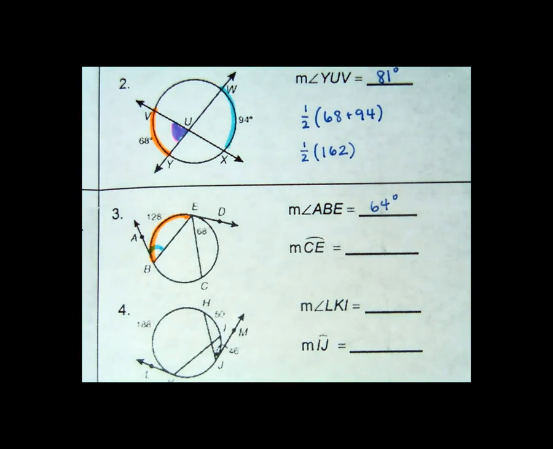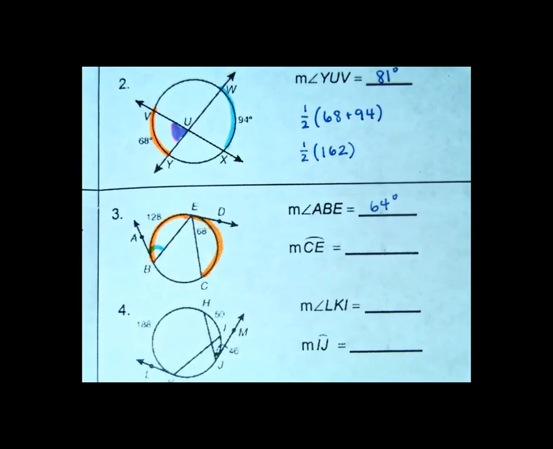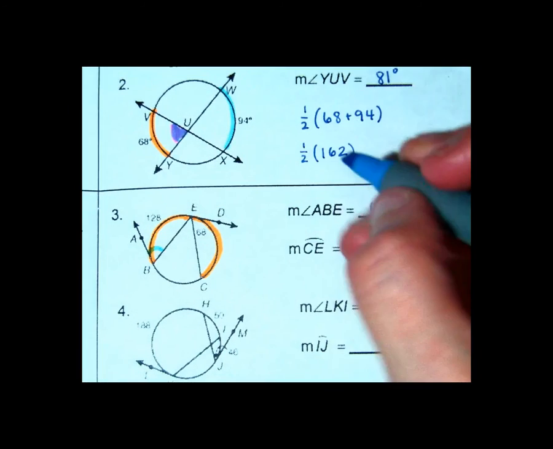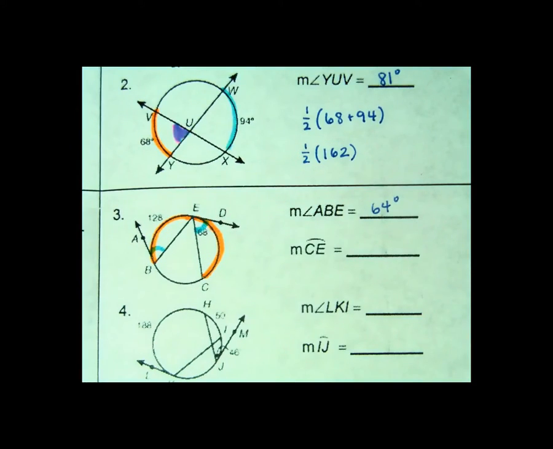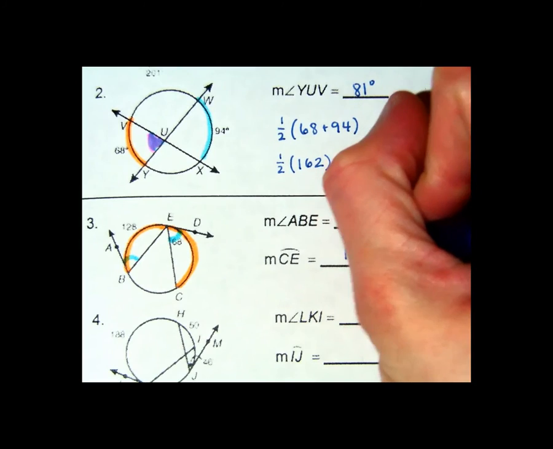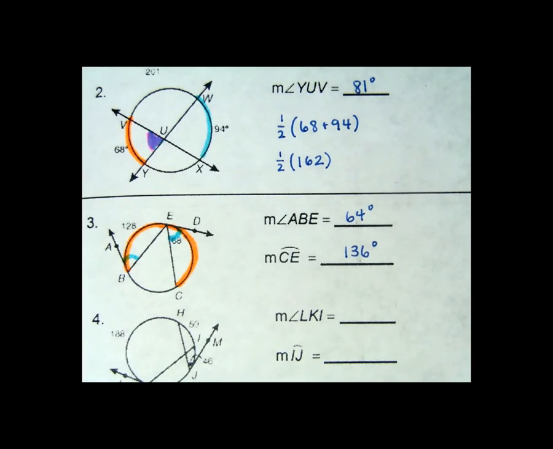Okay. How about when we have to do it the other way? The arc CE. C to E is equal to what compared to its angle? It's twice. What angle does it go with? 68, which is CED. What is 68 doubled? 136. Yeah, that is the same relationship as an inscribed angle.